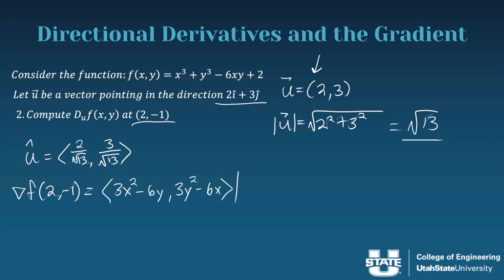So now we evaluate that at 2, minus 1, and we get 3 times 2 squared minus 6 times negative 1. So that's 3 times 4 is 12, plus 6 is 18. And 3 times negative 1 squared minus 6 times 2, that's 3 times 1 minus 12, so we get a minus 9. So now all we need to do is a dot product to find the directional derivative.